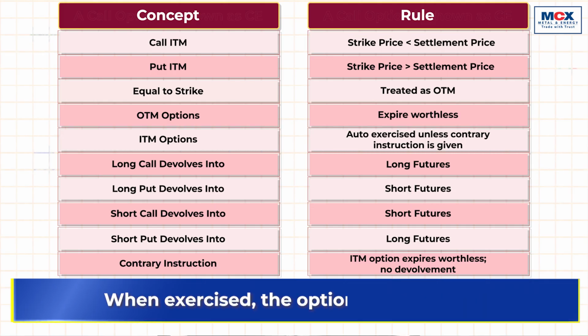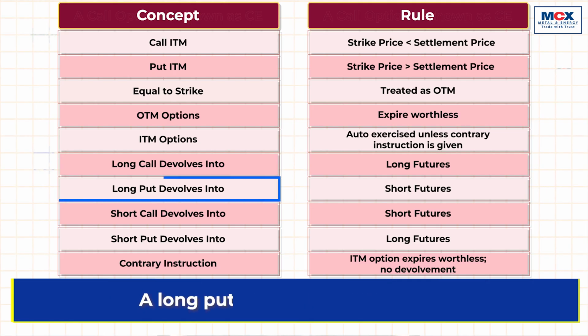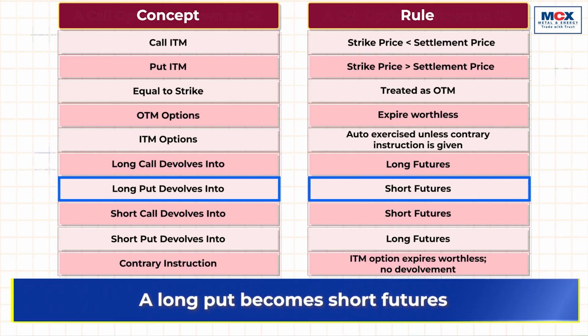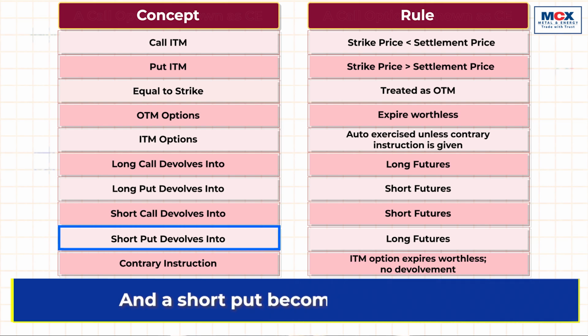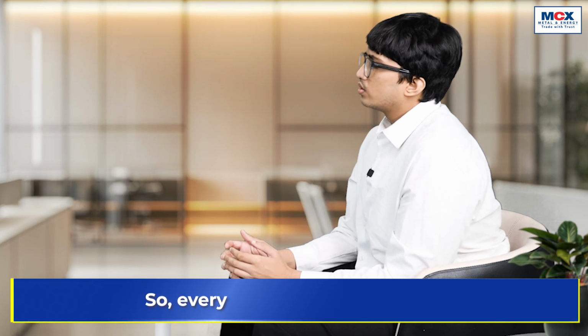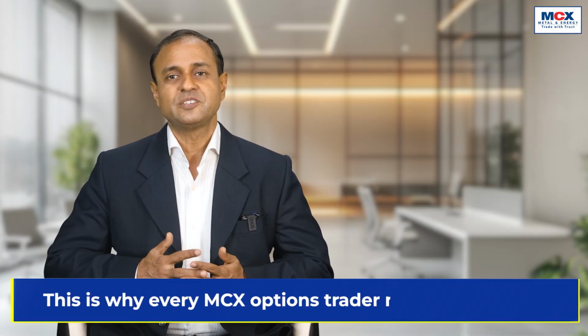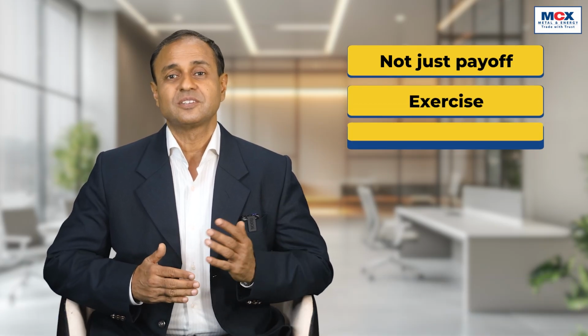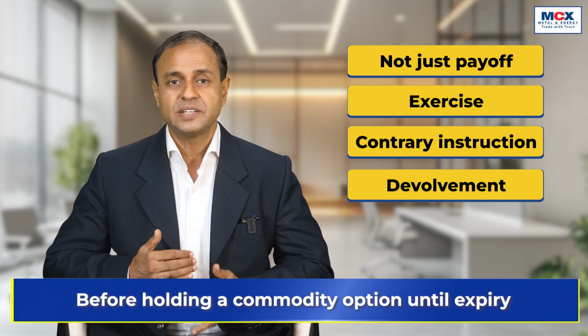When exercised, the option devolves into the underlying futures contract. A long call becomes long futures. A long put becomes short futures. A short call becomes short futures and a short put becomes long futures. So, every exercised option has a corresponding futures position? Exactly. This is why every MCX options trader must understand not just payoff but also exercise, contrary instruction and devolvement before holding a commodity option until expiry.